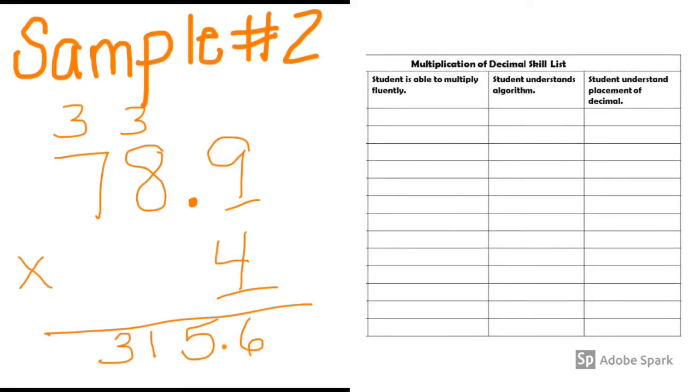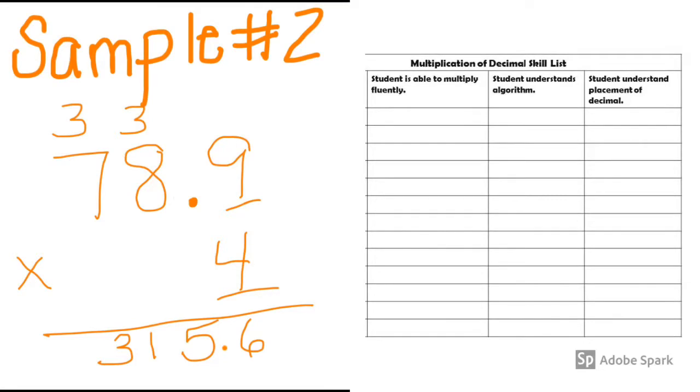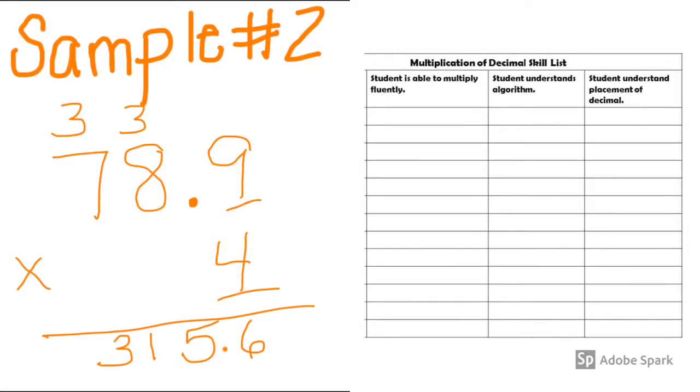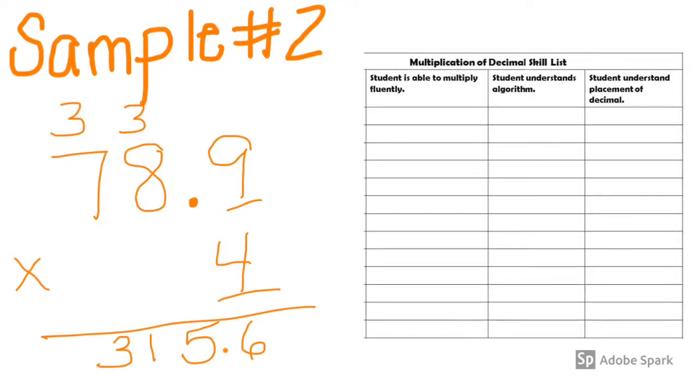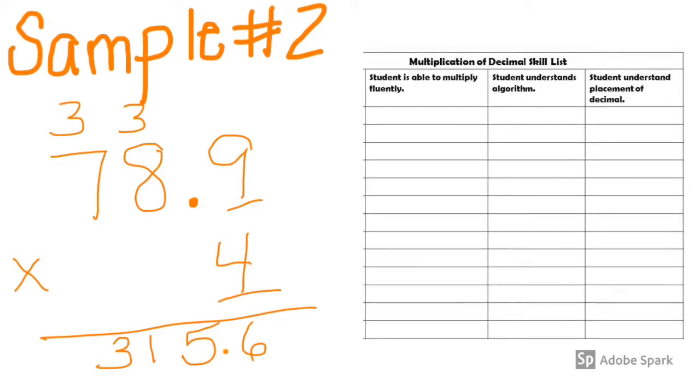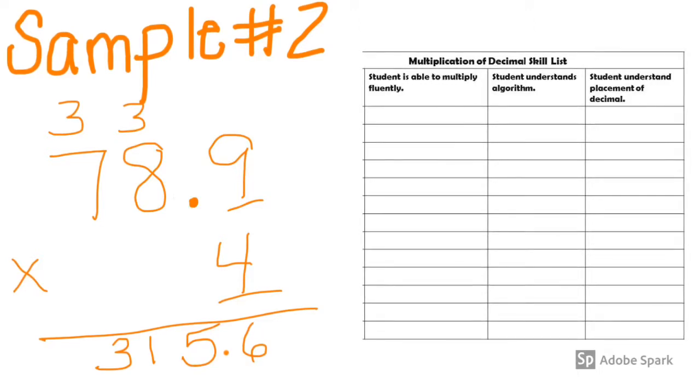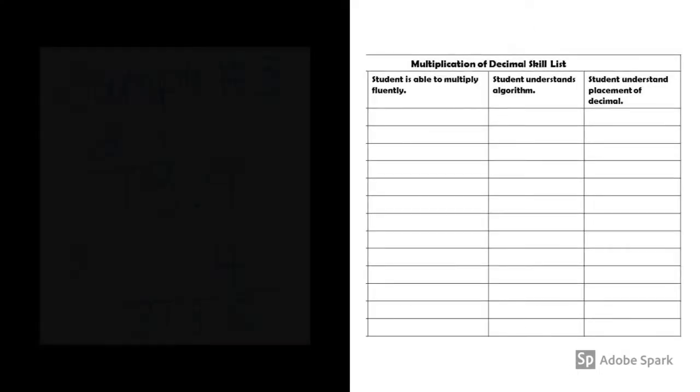Then we go to our next student. I sit and I look and I see that, wow, they are multiplying fluently, they understand the decimal placement, and they understand the algorithm. This is a student that I wouldn't mark anything for on my sheet, although you could put checks in each column. And then I would start thinking about how am I going to differentiate for this child. But let's go ahead and go to the next sample.